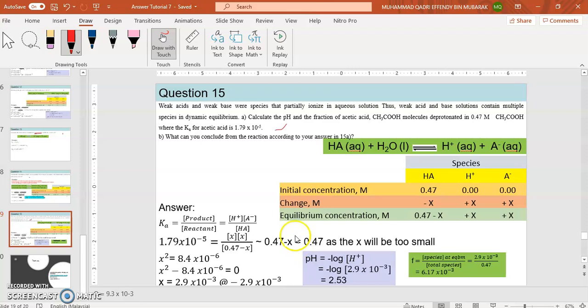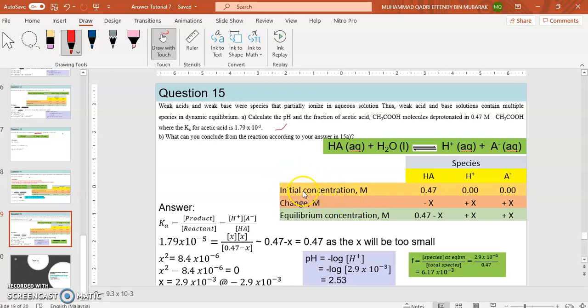And again, what we need to do is, first, write our chemical equation. So here I just write HA plus H2O. Here is the acetic acid, and then it dissociates into H plus and A minus ions. In our species we have HA, which is the weak acid, H plus and A minus. The initial concentration is 0.47, and for H plus and A minus we have 0 here.